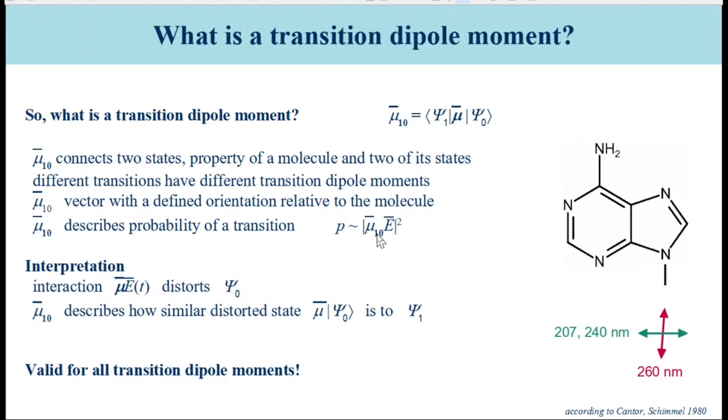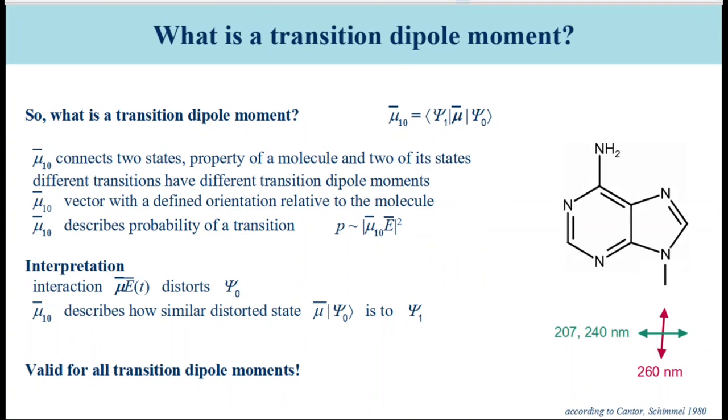So what is the transition dipole moment? The transition dipole moment is a quantity that connects two states, psi0 and psi1. It is therefore a property of the molecule and of two of its states. Different transitions of the same molecule will in general have different transition dipole moments. In contrast, the dipole moment is a property of one particular state, for example of the ground state. This shows again that dipole moment and transition dipole moment are different.